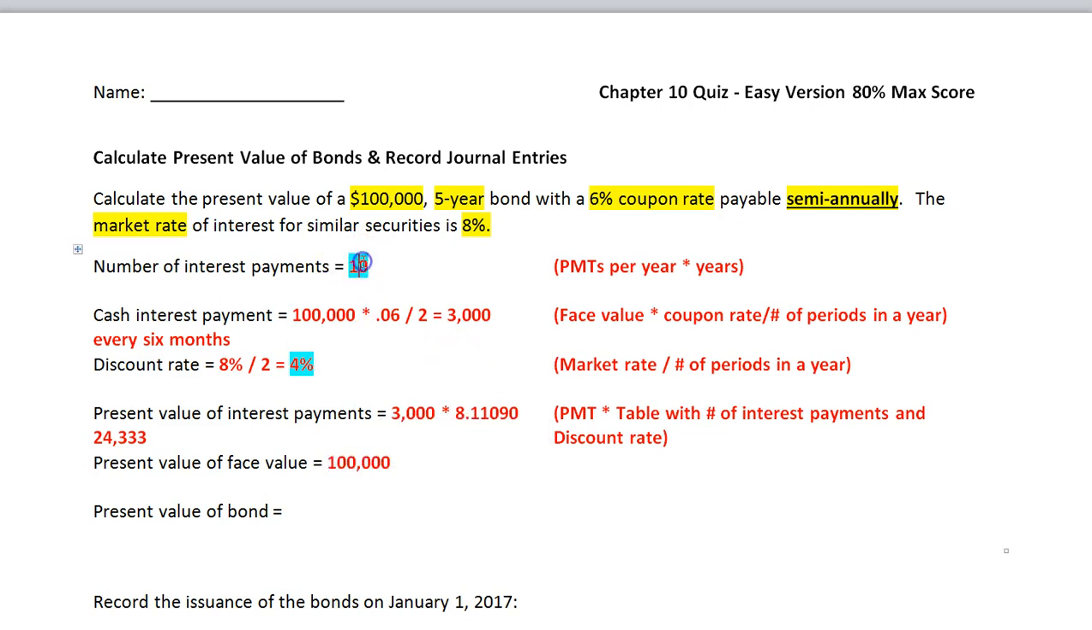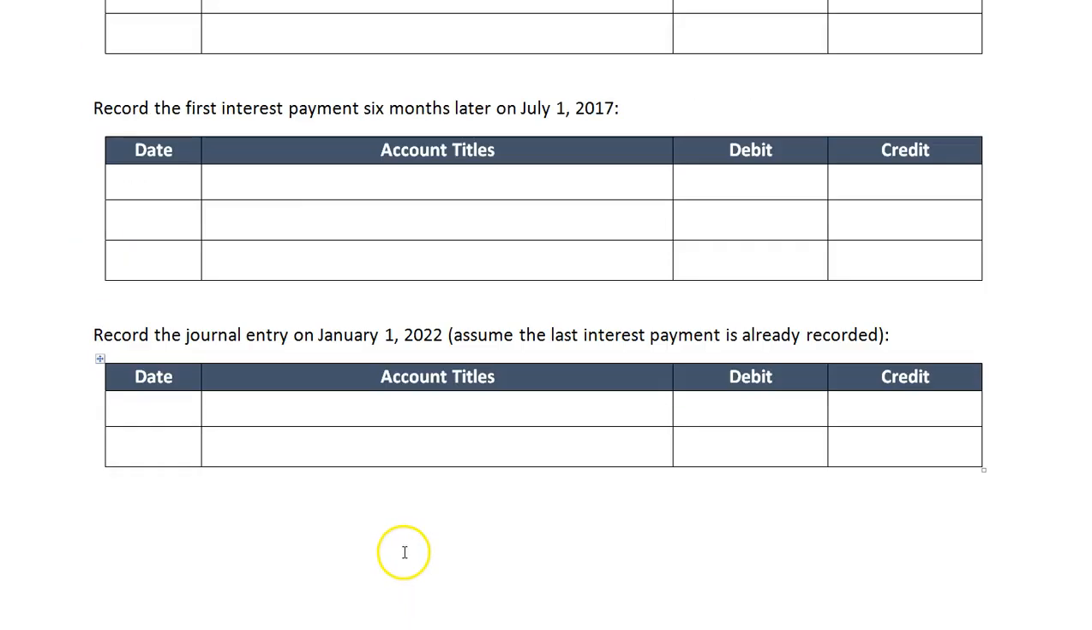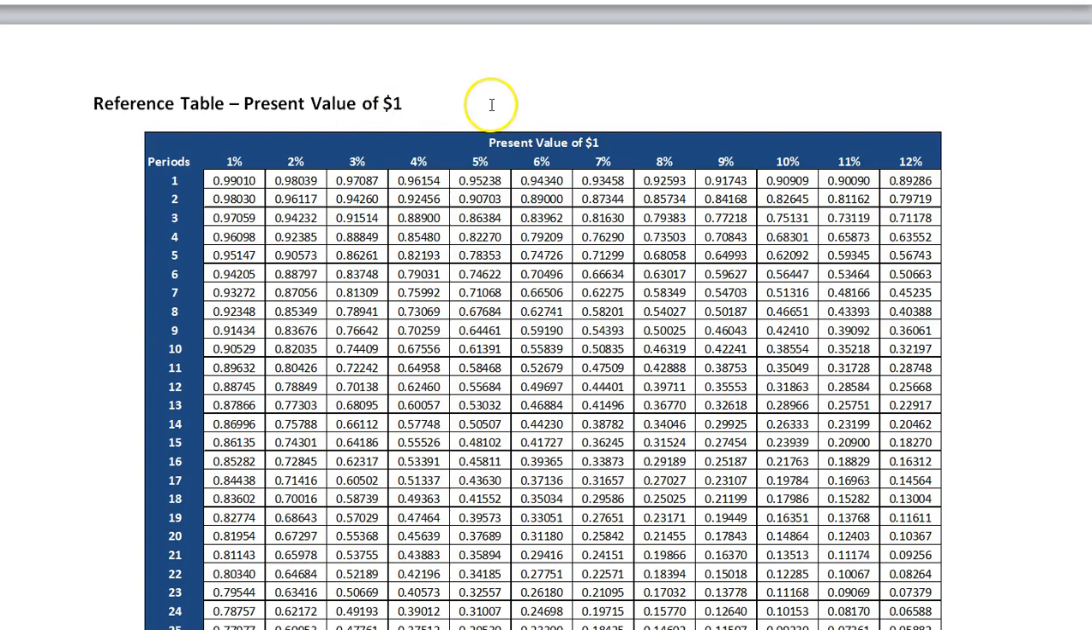All right, so we're still going to carry in our mind 10 and 4, and go to the first table. Notice it doesn't say annuity up here. It's just the present value of $1. 10 and 4. Here's 4%. Go down to 10. You get 0.67556.